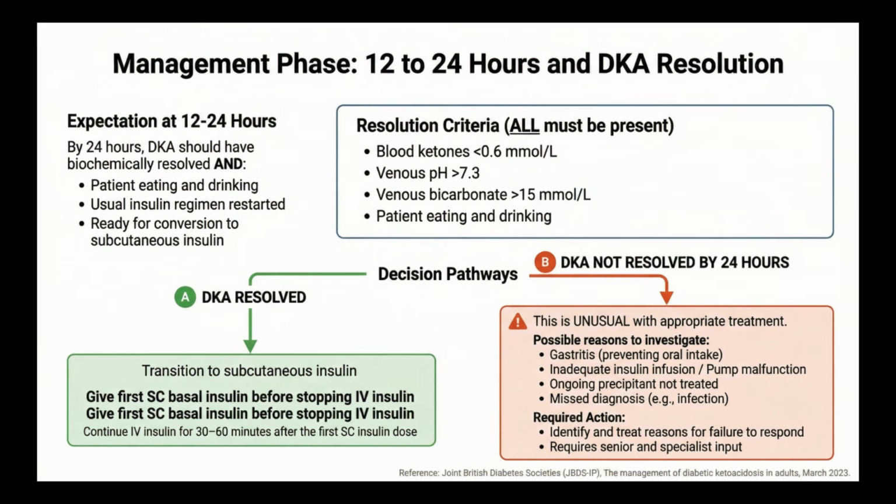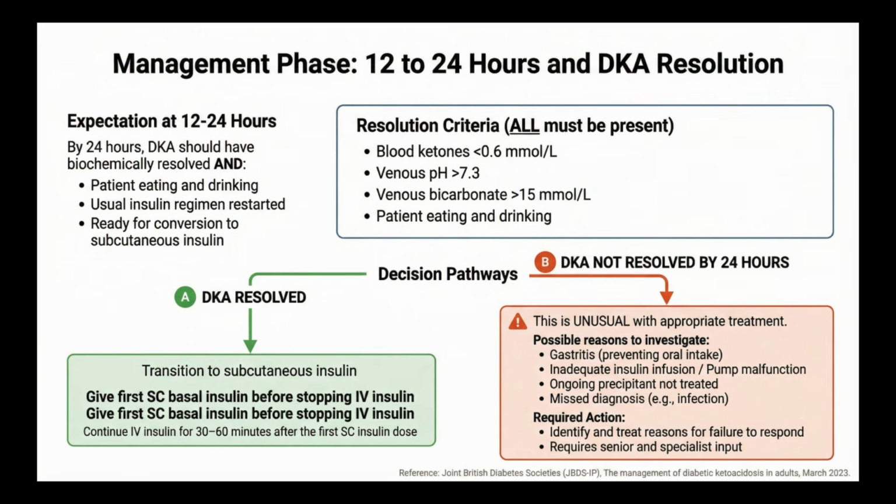Resolution criteria. All must be present. Resolution is confirmed only when all criteria are met. Blood ketones less than 0.6 millimoles per liter. Venous pH greater than 7.3. Venous bicarbonate greater than 15 millimoles per liter. And the patient is clinically well and eating.